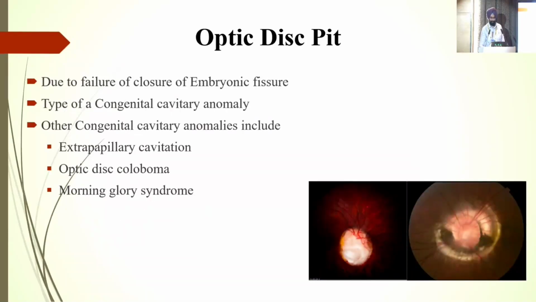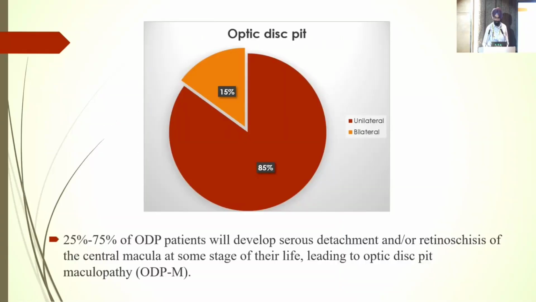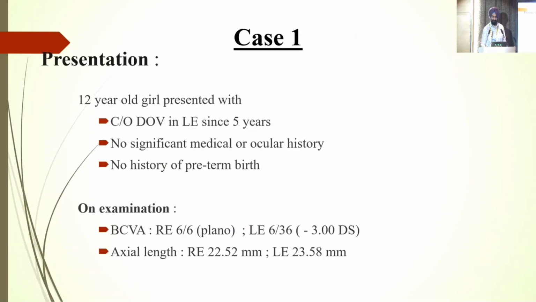Optic disc pit occurs due to the failure of closure of the embryonic fissure. It's a type of congenital cavitatory anomaly. Other anomalies include extrapapillary cavitation, optic disc coloboma, and morning glory syndrome. It's basically a solitary ovoid gray-white excavation in the inferior temporal quadrant, about 1/4 of the disc size. 25 to 75% of these cases will develop an ODPM at some stage in their life.